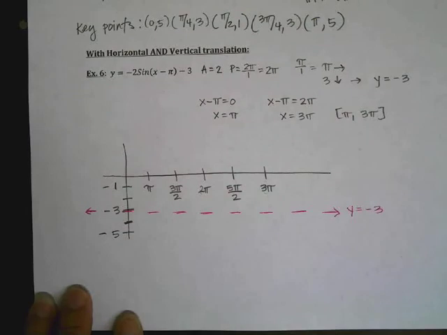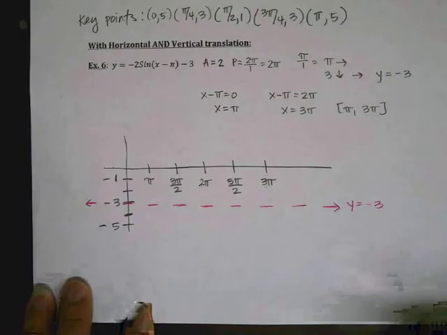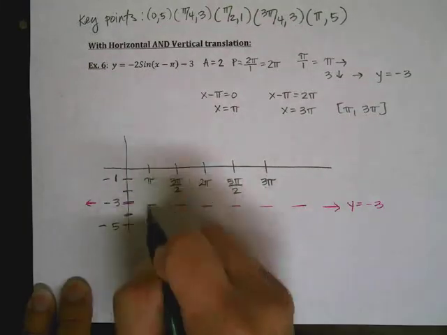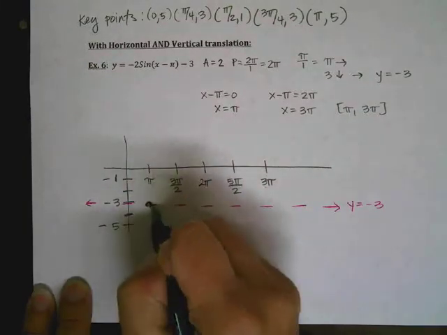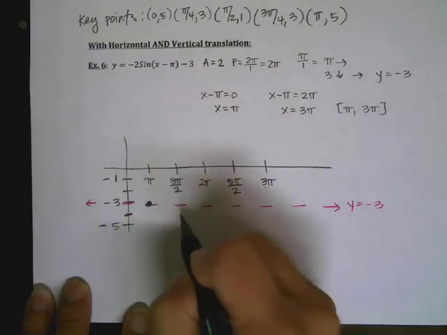It's a sine function, so that means our very first point should land on the x-axis, so at our 0. So pi will start at the x-axis. And it's negative, so that means the next point is going to be 2 below.